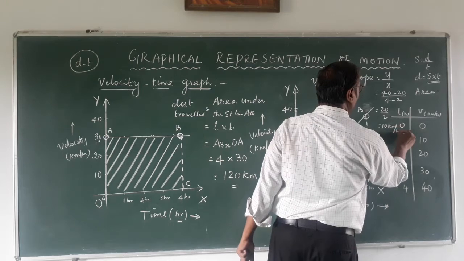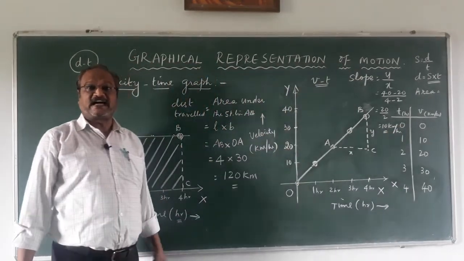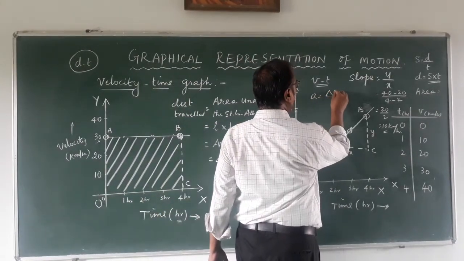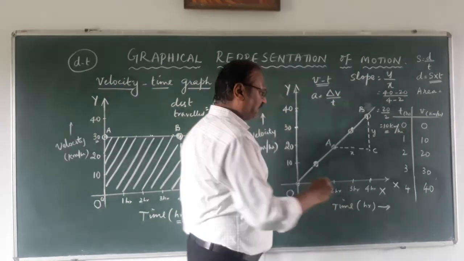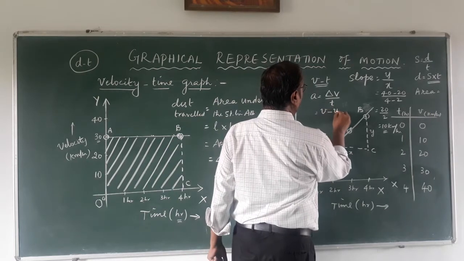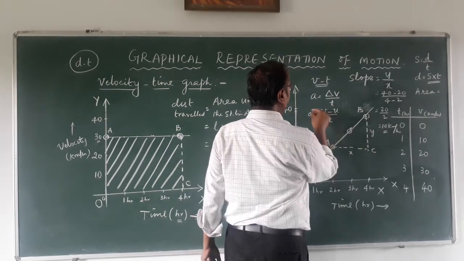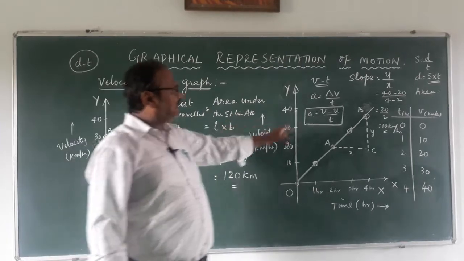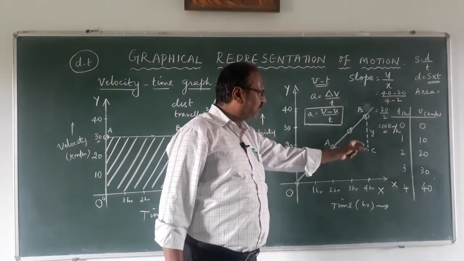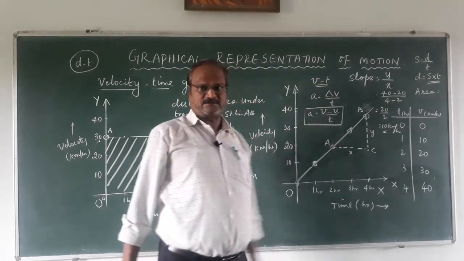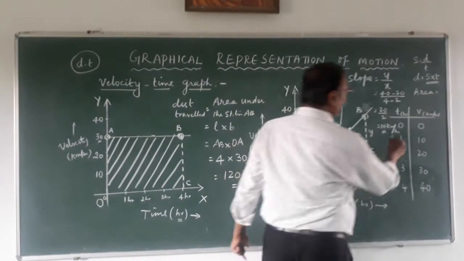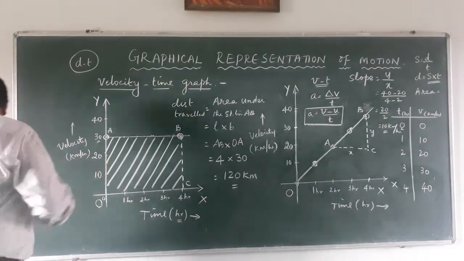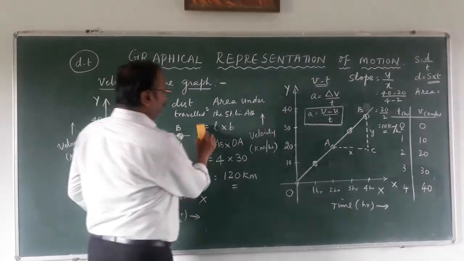10 kilometer per hour. So the slope is giving us acceleration. What is acceleration? Acceleration is change in velocity divided by time taken. Acceleration is final velocity minus initial velocity upon time, from which we found the first equation of motion. I hope you understand now that using the slope of this, we can calculate the acceleration, which is 10 kilometer per hour square. Kilometer per hour square. Meter per second square.